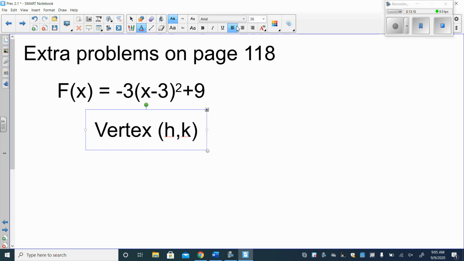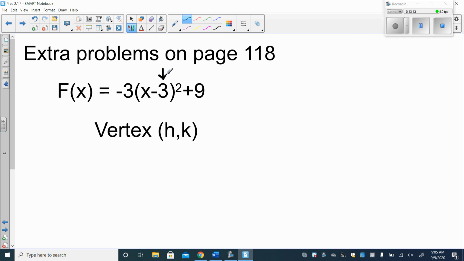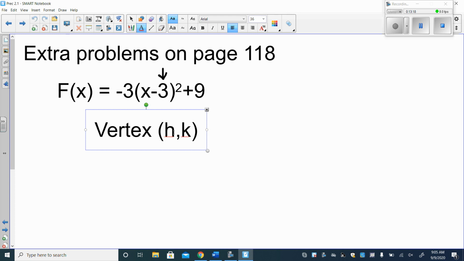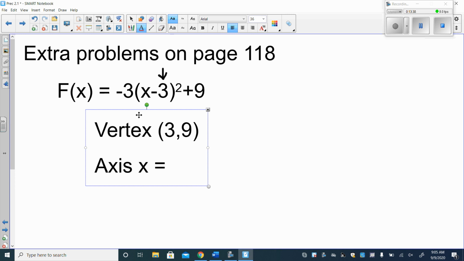Now the h value is inside the parentheses, and since it's already x minus 3, we just take whatever the value is inside. So here the value of h is just 3. We take the opposite: since it's negative inside the parentheses, it comes out as positive. And our k value is on the outside, so it's just 9. The axis of symmetry would be x equals h, and we just said the h value is 3. And that's it. If they gave it in this form, it's just easy. We pull it down like this here.